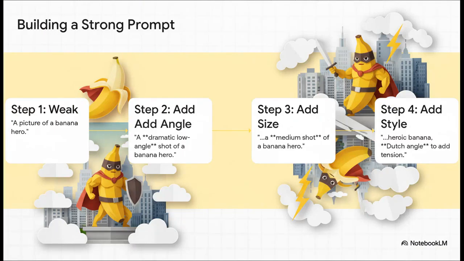Let's just watch how this works. We start with a weak prompt, a banana hero. It's vague. Now let's stack. Let's add a vertical angle. Dramatic low angle. Okay, better. Now he feels powerful. Now let's add a shot size, medium shot. Nice. Now we see him, but also a bit of his world. And finally, let's add a specialty angle, Dutch angle. And boom. It's not just a hero anymore. It's a hero in the middle of a tense, dramatic, unfolding scene.